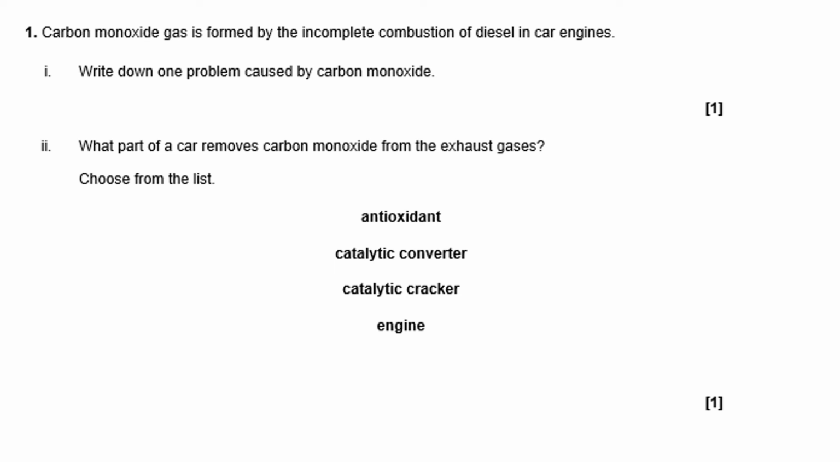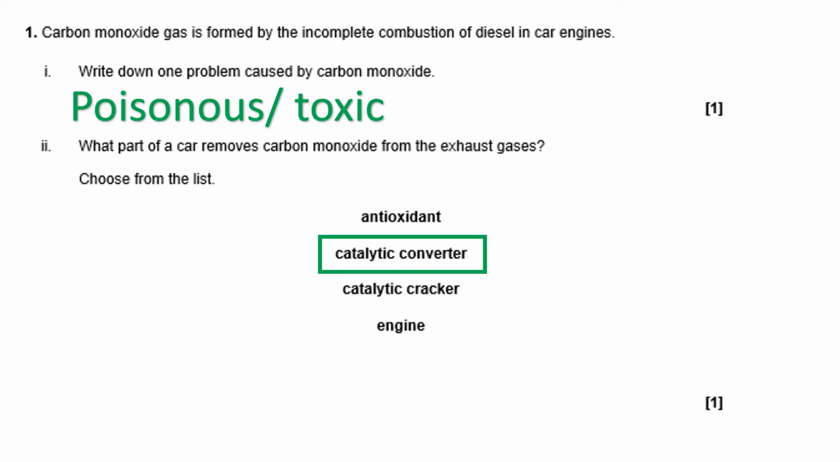Okay, so it says write down one problem caused by carbon monoxide. You might simply say it's poisonous or it's toxic or it's a killer, something like that. Again, killer, a silent killer, you're probably not going to get the mark because it's not specific enough. How is it killing? It's killing because it's poisonous. What part of the car removes carbon monoxide from the exhaust gases? It is, of course, the catalytic converter.